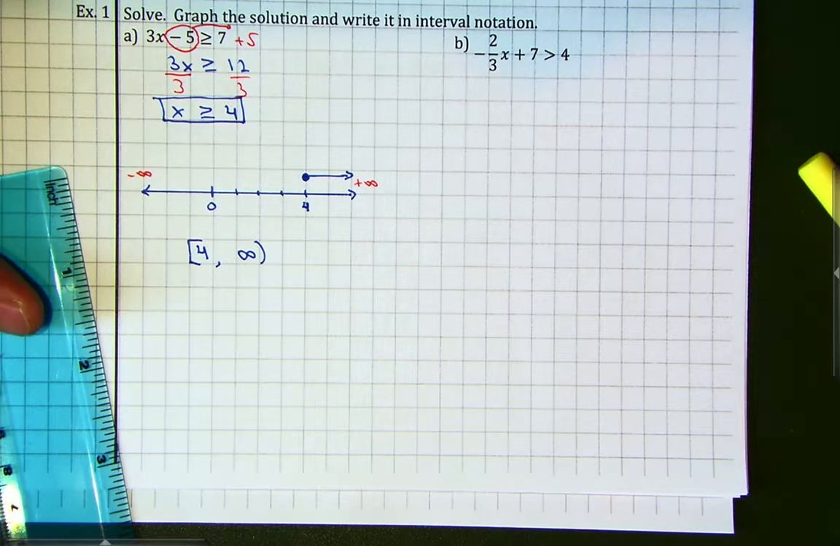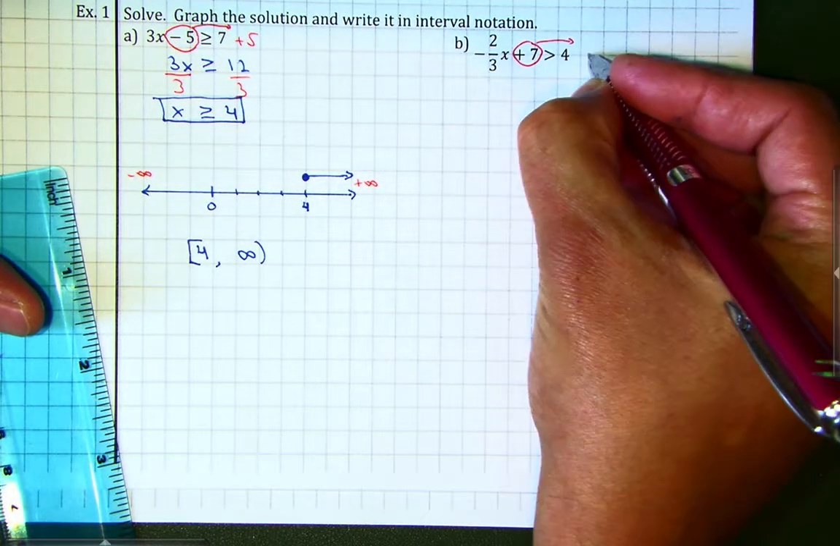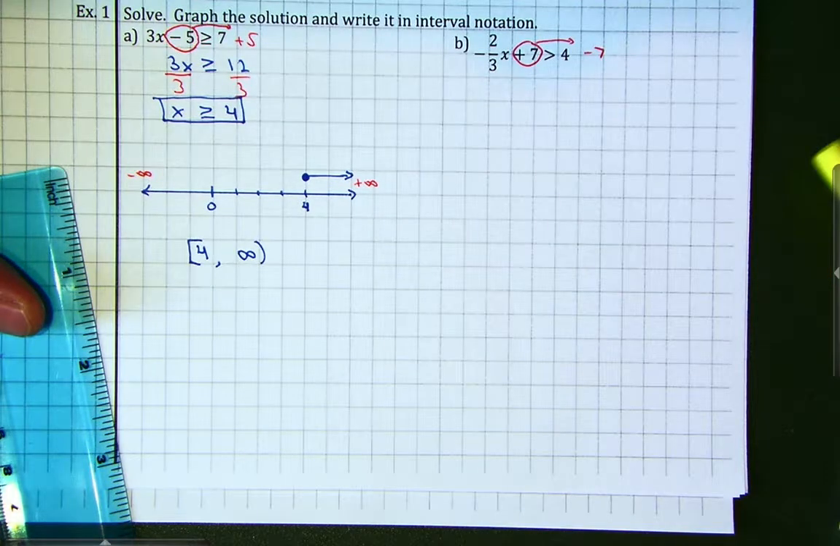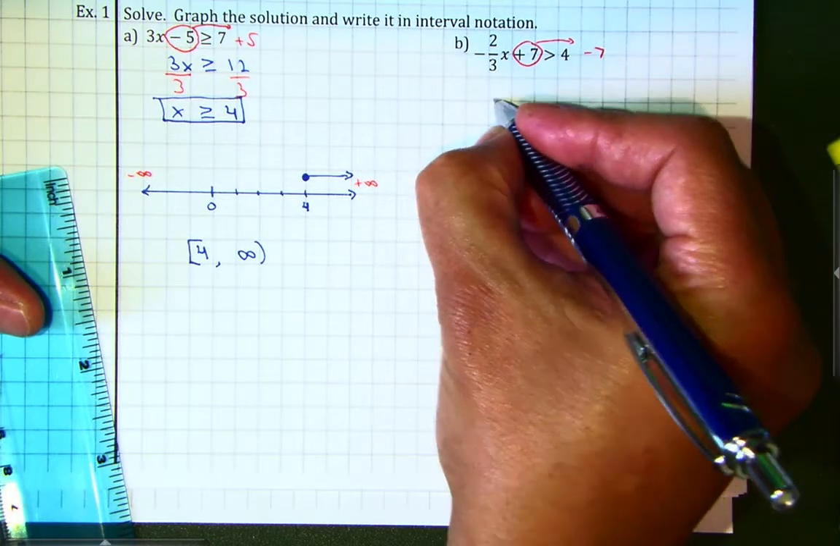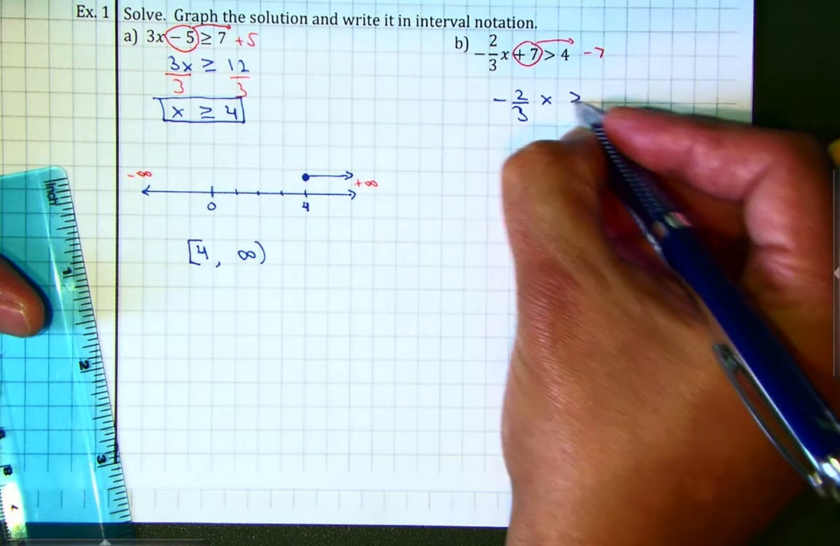Excellent. So in this case, I'm going to move my 7 to the right. It's a positive 7, so I can just minus 7, or I can do minus 7 on both sides. I end up with negative 2/3 x is greater than negative 3.